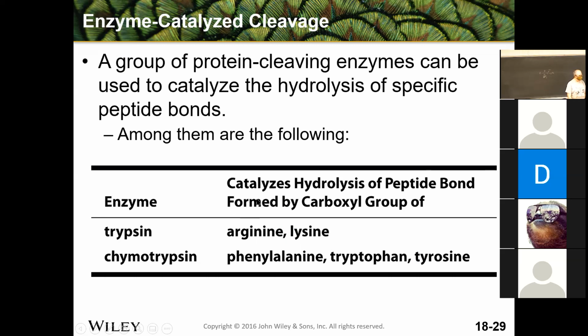These will catalyze hydrolysis of a peptide bond formed by the carboxyl group of, in the case of trypsin, arginine or lysine. For chymotrypsin, it would be one of these 3 amino acids, phenylalanine, tryptophan, or tyrosine. So what this does, this and cyanogen bromide, this will give us smaller fragments to work with.